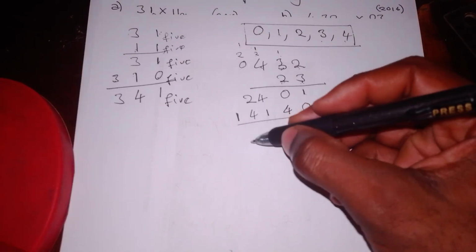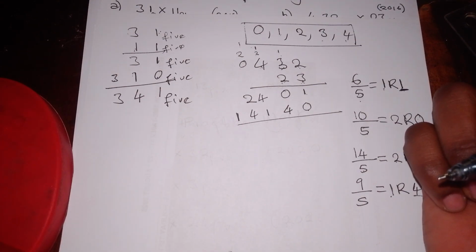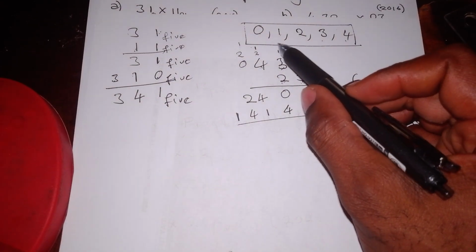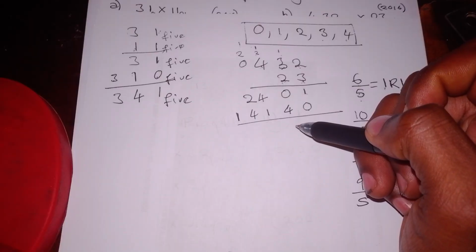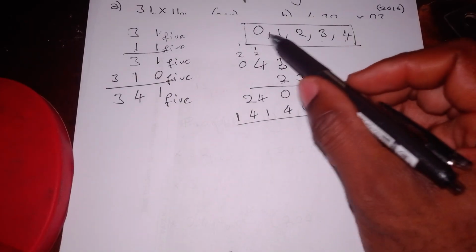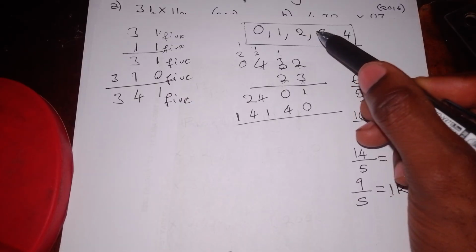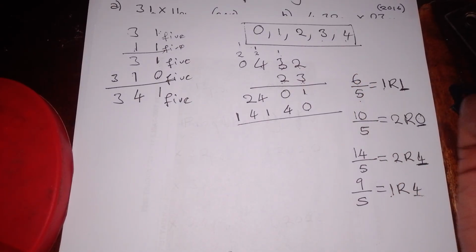And then now you can add. Addition is carried out in the same way. You get any of these numbers, you write it down. If you get a number which is outside this set, then you have to divide it by 5.